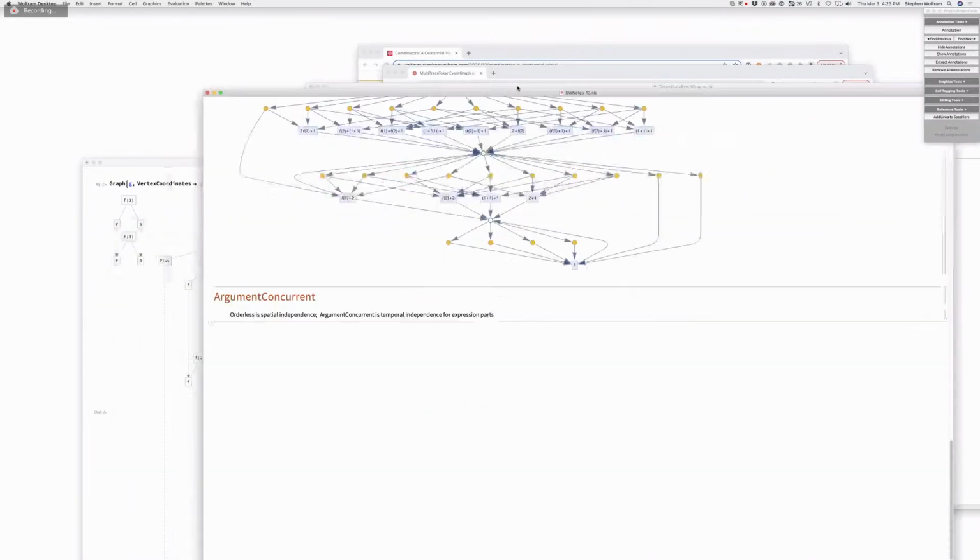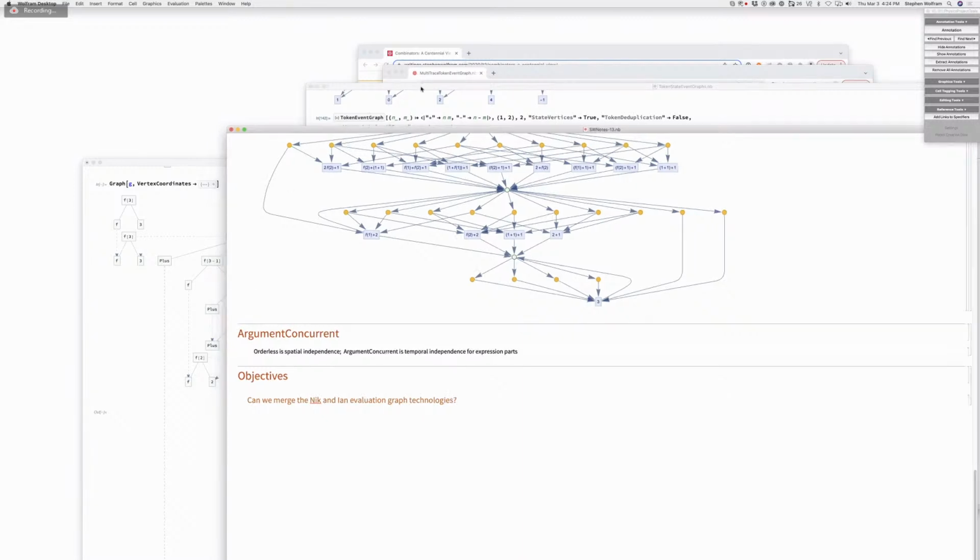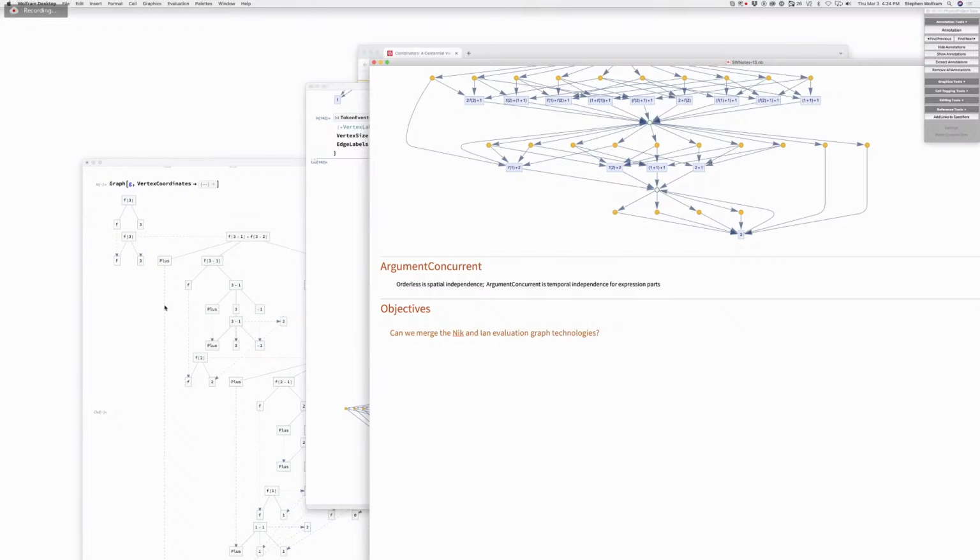Okay, let's understand our objectives and then wrap up fairly soon. One thing is, can we merge the Nick and Ian evaluation graph technologies? Is that a reasonable question, guys? Everybody's silent. Ambitious. It's more a question of how you would make an evaluator multi-computation already.